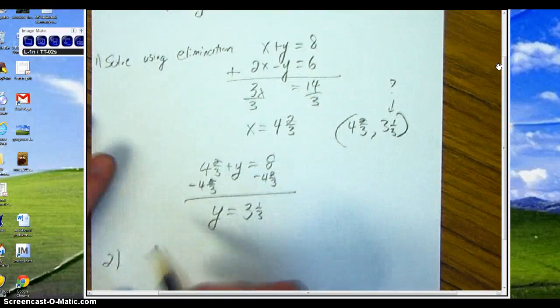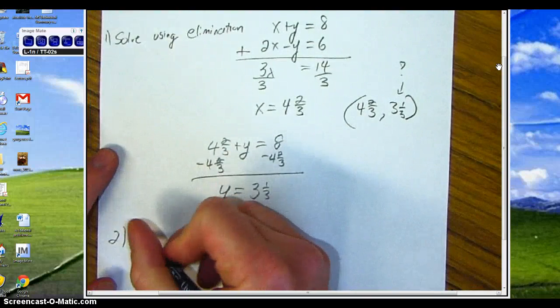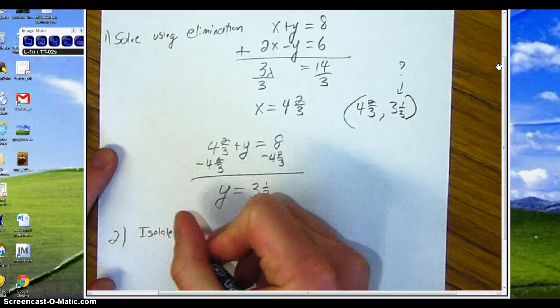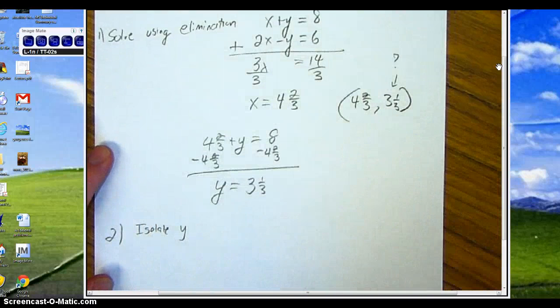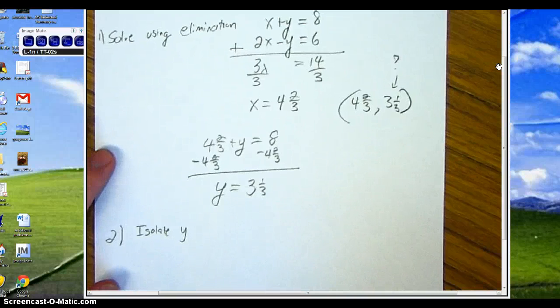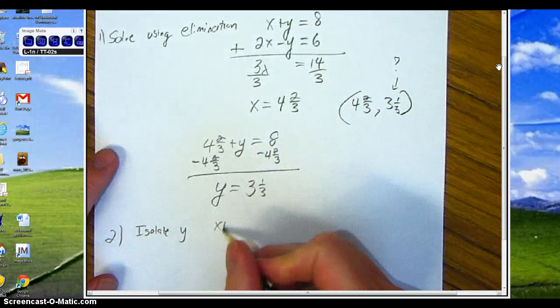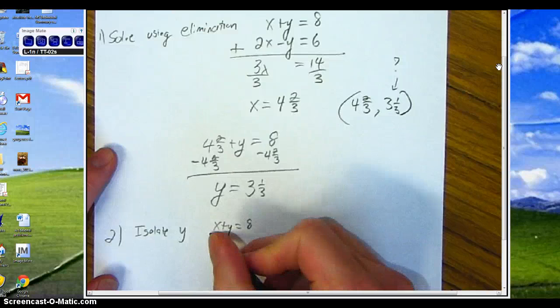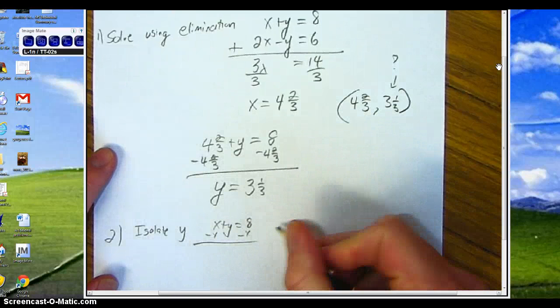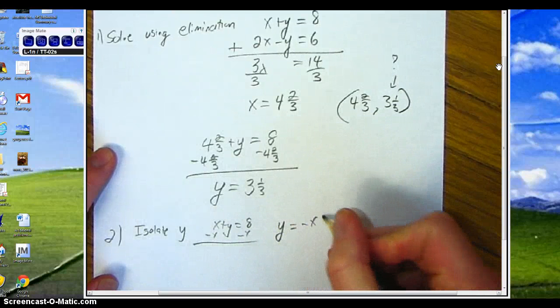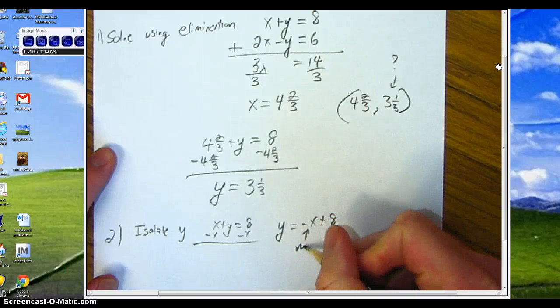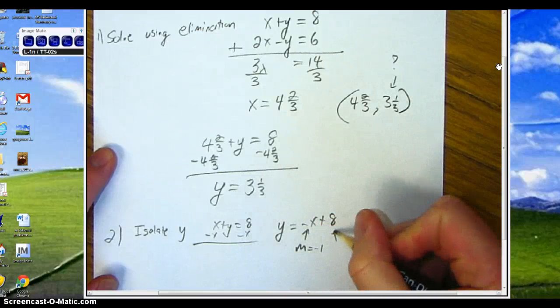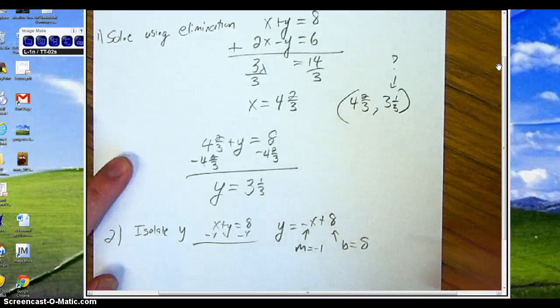Task 2 would be to graph. So you need to isolate y and find m and b. For the top equation, x plus y equals 8, all I have to do is subtract x and I get y equals negative x plus 8. And I know that my m is negative 1 and my b is 8.